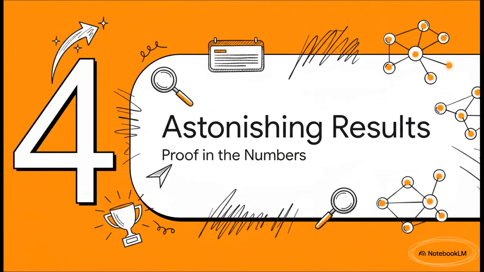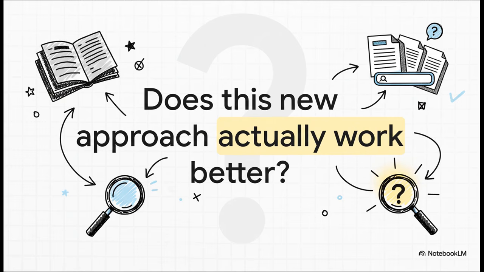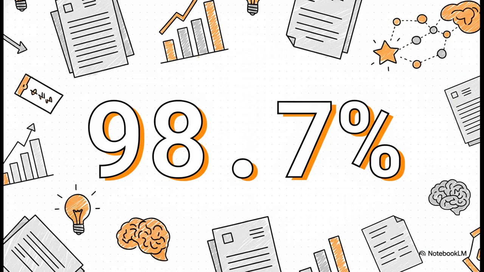But the real test is how it performs. And this is where the story gets really compelling. So let's just ask the question straight up. Does navigating a document actually give you better answers than just searching it? Oh yeah. On Finance Bench, which is the gold standard for testing AI on complex financial documents, PageIndex scored 98.7% accuracy. Let that sink in for a second. That's not just a little better, that's nearly perfect.